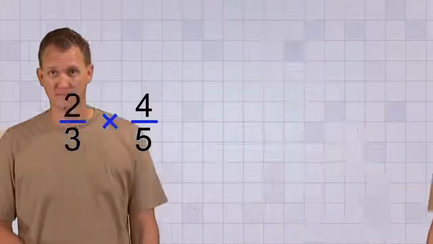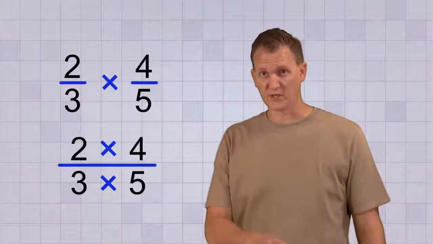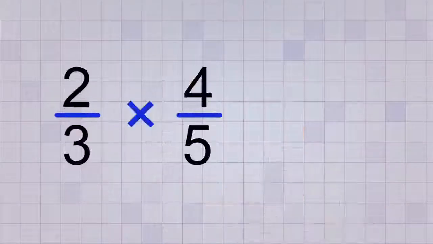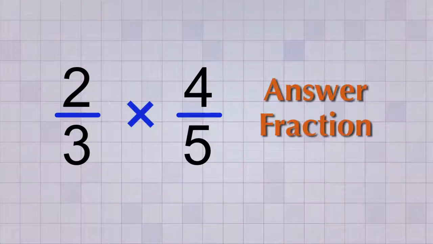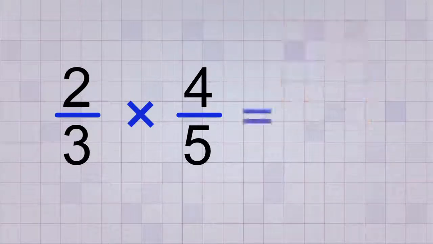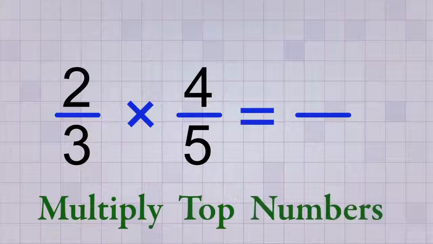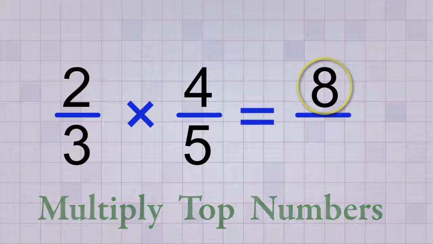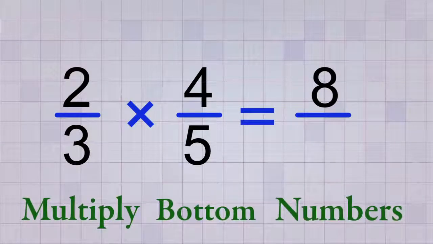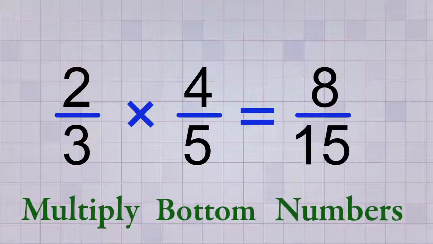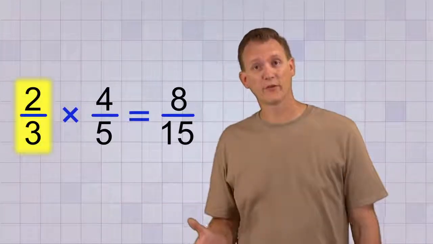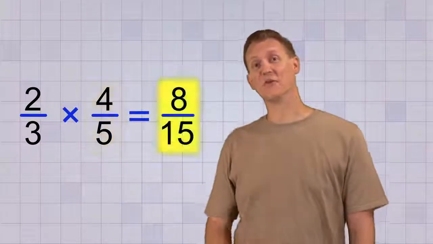Let's try this problem, 2/3 times 4/5. Now we could rewrite the problem like we just saw, but that's not necessary as long as we remember the procedure. First, we know our answer is going to be a fraction, so let's go ahead and write a new fraction line for it. Next, we multiply the top numbers. 2 times 4 equals 8, so 8's the top number of our answer. And last, we multiply the bottom numbers. 3 times 5 equals 15, so 15 is the bottom number of our answer. There we have it. 2 over 3 times 4 over 5 equals 8 over 15.